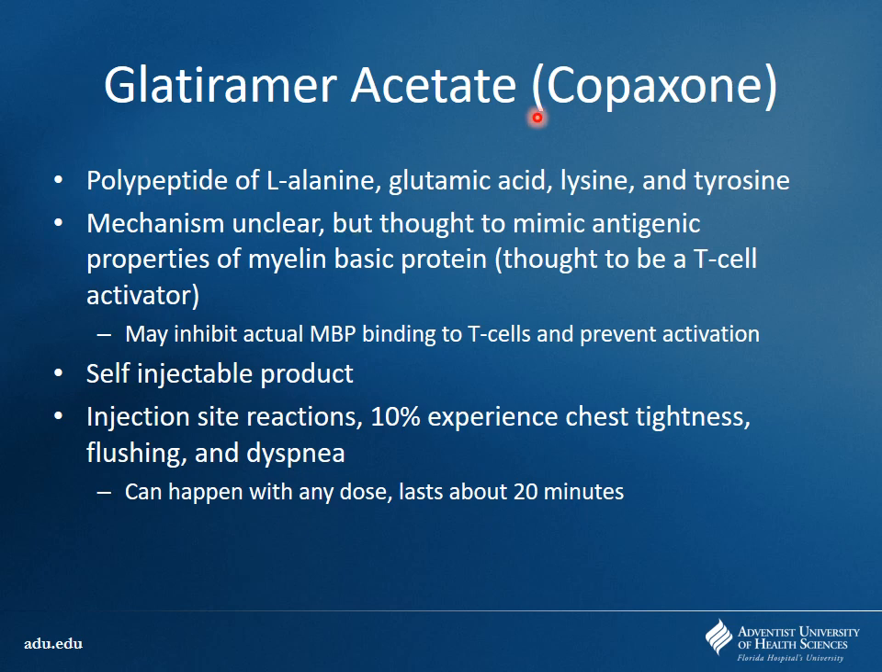Now we have Glatiramer or Copaxone. This is actually another protein-based product, and a lot of these drugs you're going to find that we have an idea of maybe how they work, but we're not really fully sure. But this one is thought to kind of mimic some of the antigenic properties of myelin basic protein. So we see MBP, that's what I'm referring to as myelin basic protein, and this is thought to be a T cell activator. So by inhibiting the ability for that MBP to come in and activate T cells, you can prevent activation and hopefully limit some of that inflammatory response you would end up seeing.